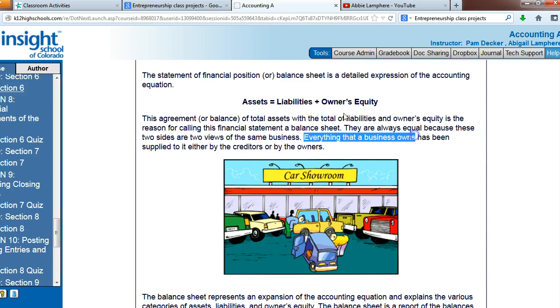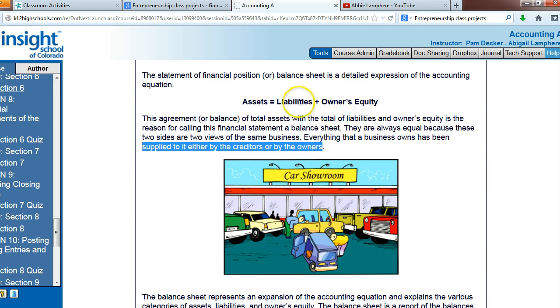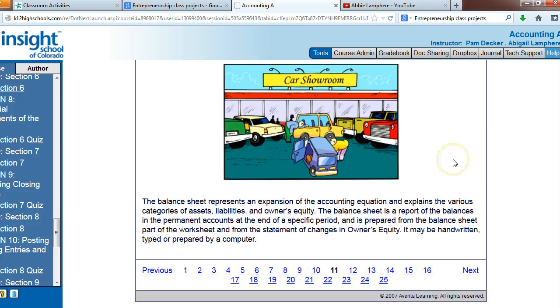Everything that a business owns, so all of our assets, have been supplied to us either by creditors or by the owner. So all of our assets we either paid for on account or we paid for out of our own pocket, so they belong to us entirely, which is our owner's equity. The balance sheet represents an expansion of the accounting equation and explains the various categories of assets, liabilities, and owner's equity. So it breaks it down again into detail, listing all of our assets, all of our liabilities, and all of our owner's equity. The balance sheet is a report of the balances in the permanent accounts, let's keep that in mind, at the end of a specific period.